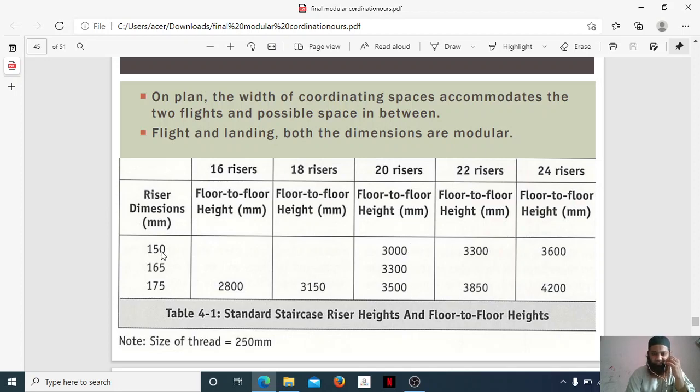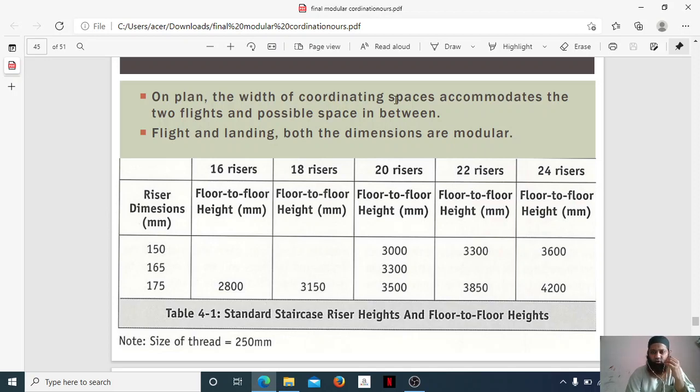How many risers, what is the size of the risers? For 2800 mm floor height, you'll have 16 risers. For 3150 height, you'll have 18 risers. For these you'll have 20 risers. For this height you'll have 22, and for this height you'll have 24 risers. So everything has been marked very specifically. You can see the riser height and the number of risers, everything has been given here. So it is very easy. If all this is marked properly, then there won't be any deviation.